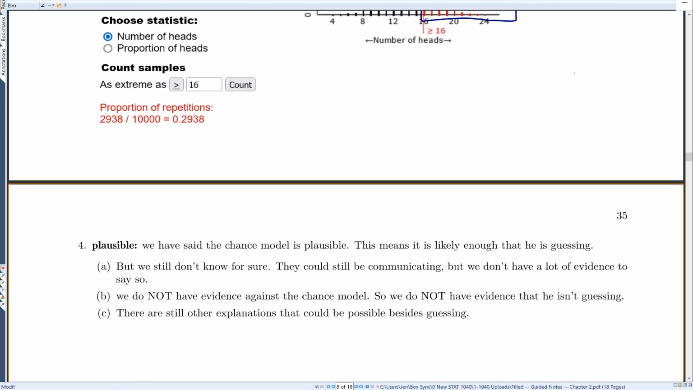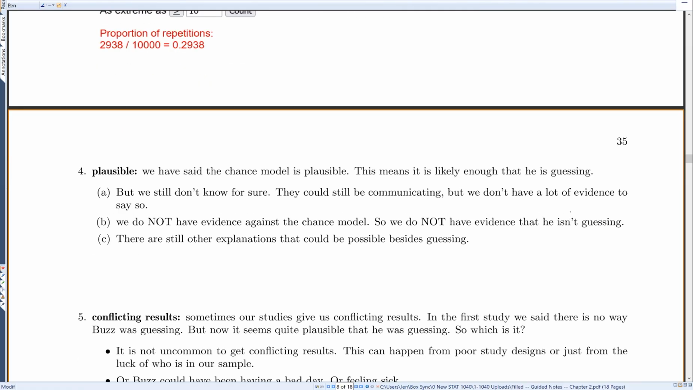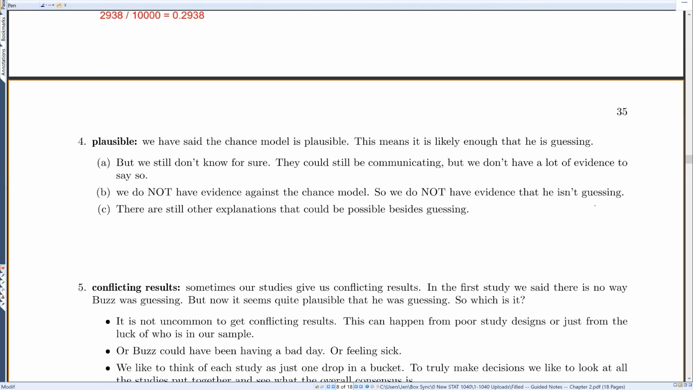Let's see. So if we scroll down, that means we've said the chance model is plausible because we had a high probability of getting our results. If he was guessing, that means it's likely enough he's guessing. But we still don't know for sure. Maybe they're communicating, we just don't have evidence to say they're communicating. So we do not have evidence against the chance model, and we do not have evidence that he isn't guessing. Okay. There could still be other explanations that are possible besides guessing. We just don't know. Okay, but in this case, we don't have anything to say that he's not guessing.